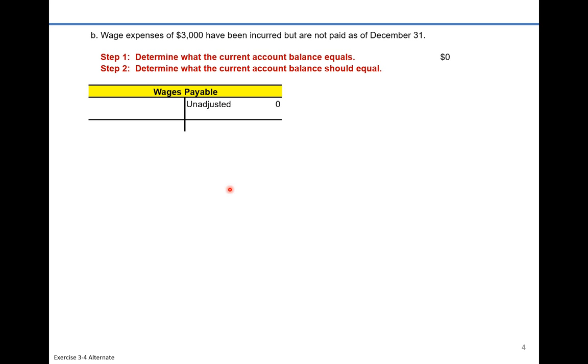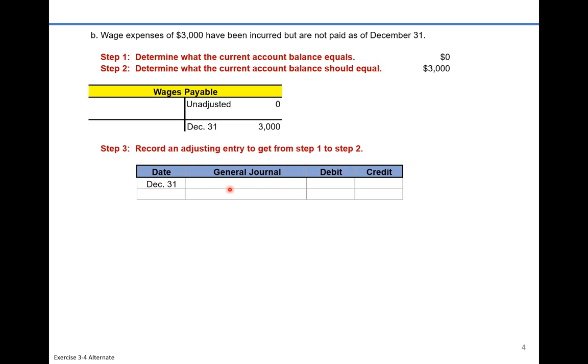Determine what the current account balance should equal. Well, we know that at December 31st, it should be $3,000. So then to go from 0 to $3,000, wages payable must be increased with a credit for $3,000. So the adjusting entry is to credit wages payable for $3,000.